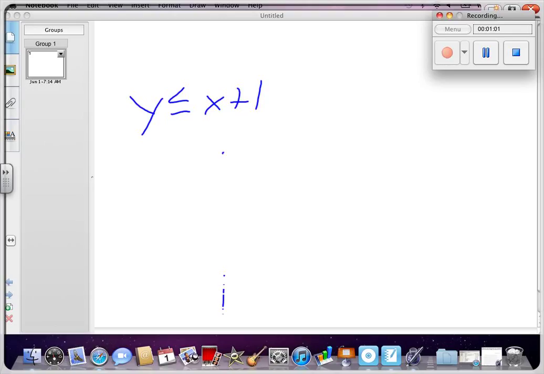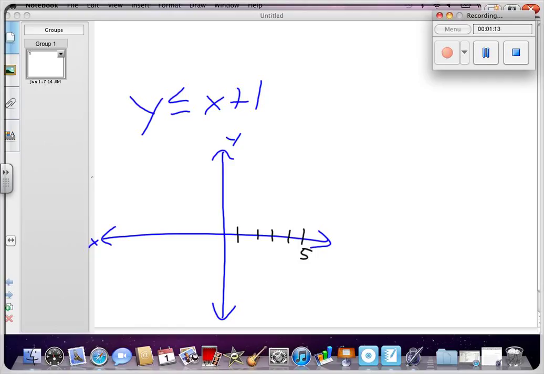So if you've got your y-axis and your x-axis, okay, we're going to graph this. We've got 1, 2, 3, 4, 5 in each direction, positive and negative. Okay, we're going to put a dot on 1. And then it's up 1 over 1, up 1 over 1, or down 1 over 1, down 1 over 1. And we get this nice straight line, and it is a solid line because it's underlined.